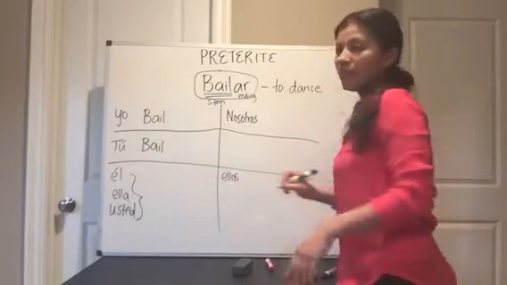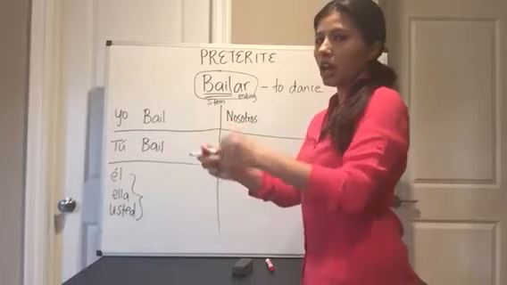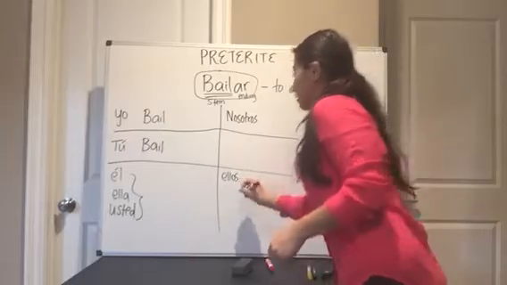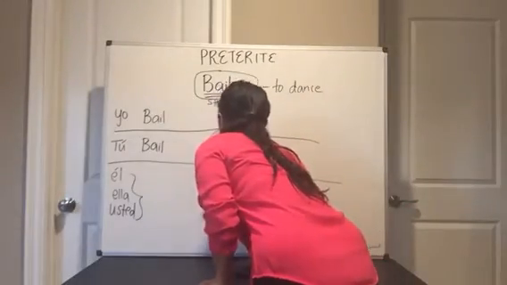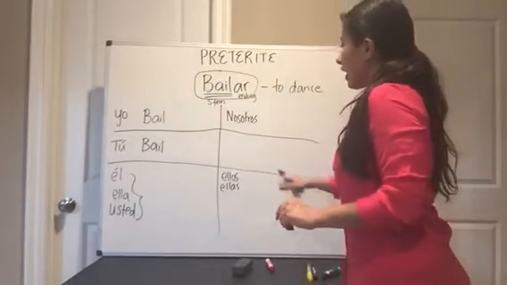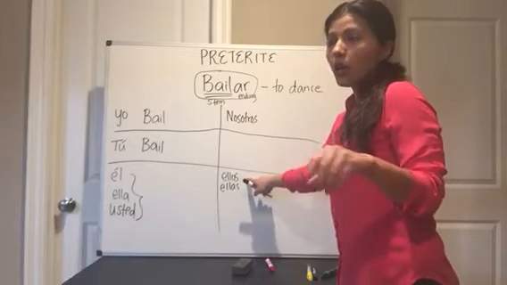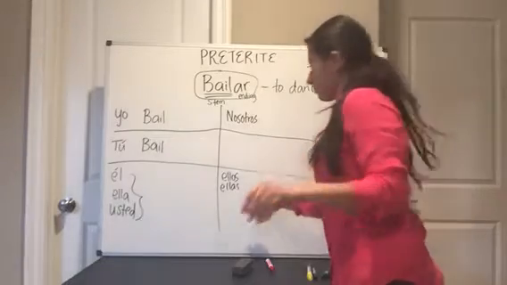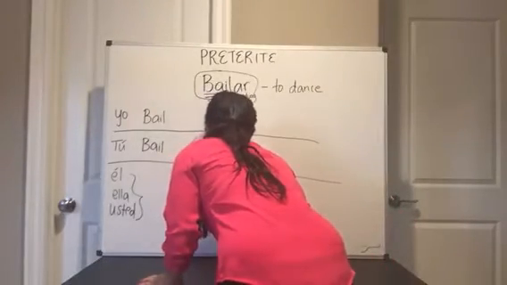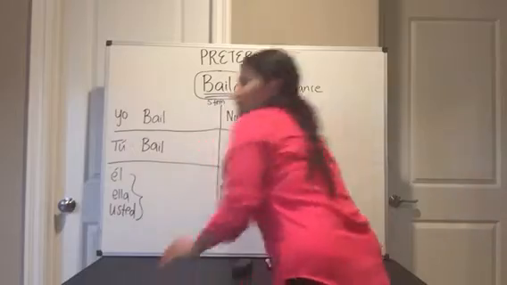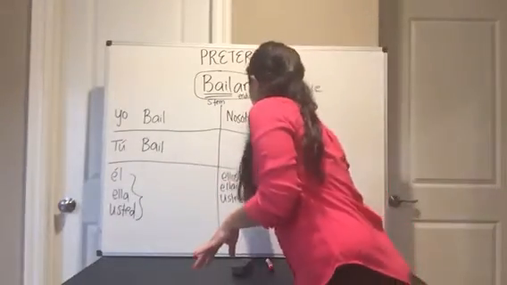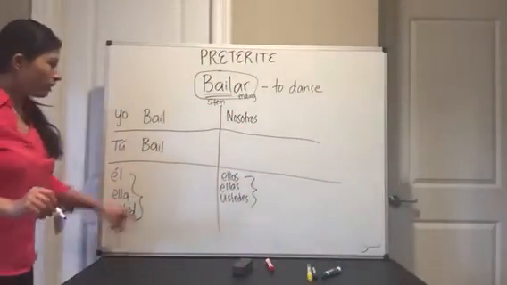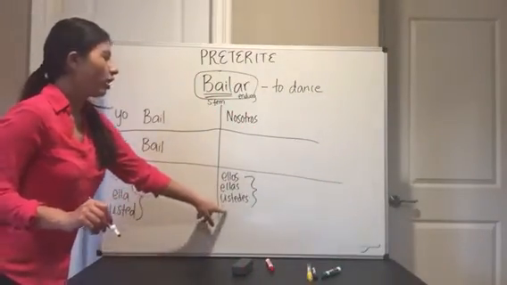Ellos is they, not them. They is a subject, them is an object. Subjects do, objects receive, okay? They. Ellas also means they, okay? Ellos can be all boys, or it can be a mixed group of girls and boys. Ellas is all girls. Ustedes means you all. Okay? So we have he, she, you, they, you all.